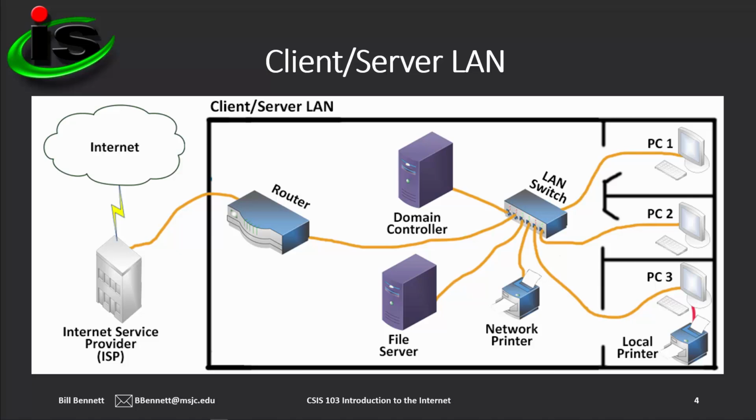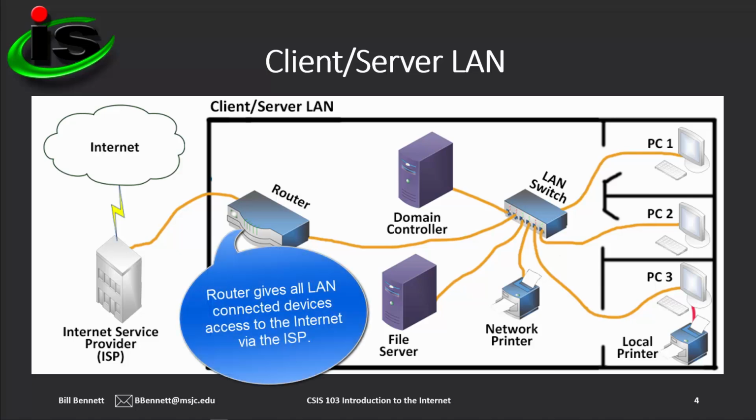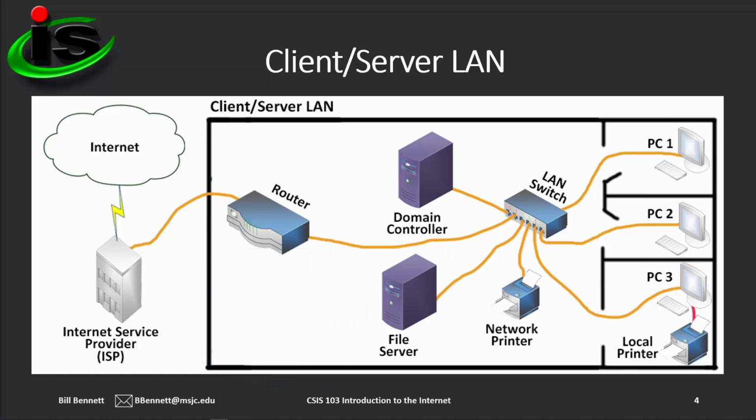You'll notice that PC1, PC2, and PC3 are all connected to the LAN switch, as is the network printer, the file server, the domain controller, and the router, which is the device that forwards the traffic from the inside network to the outside network, in this case, the Internet service provider, who provides access to the Internet. The key to the client-server LAN is the LAN switch. All devices connected to the LAN switch can communicate with each other and are said to be on the same network. Having computers connected in a client-server network can provide cost savings.